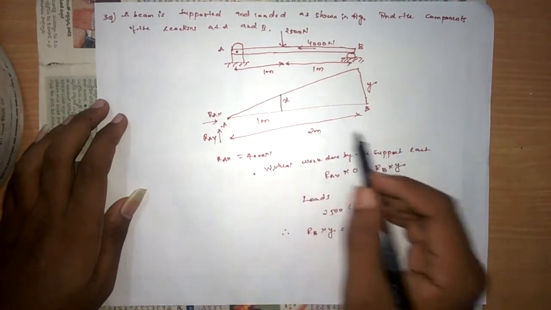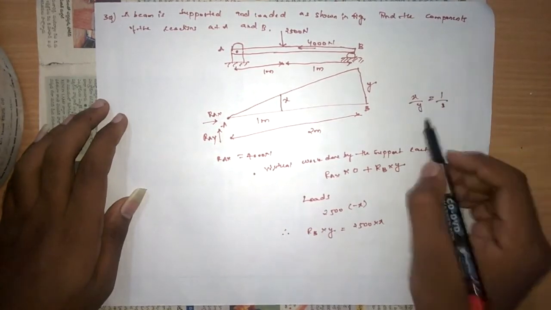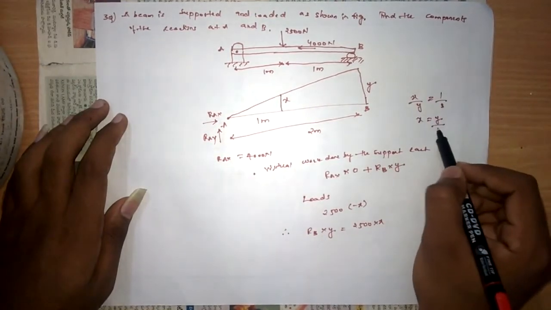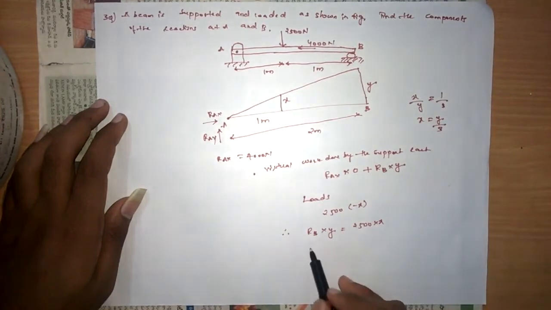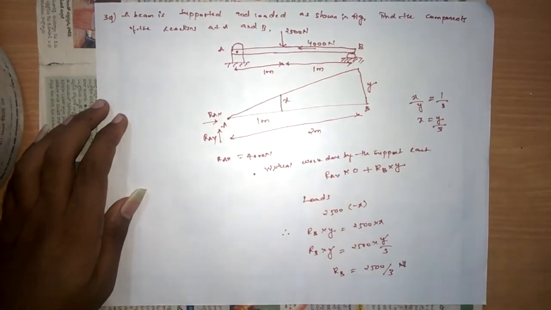Here from the geometry we can say that x by y equals 1 by 3, so x equals y by 3. RB into y equals 2500 into y by 3. Here y gets cancelled. Now RB equals 2500 divided by 3 newtons. This is the reaction RB.